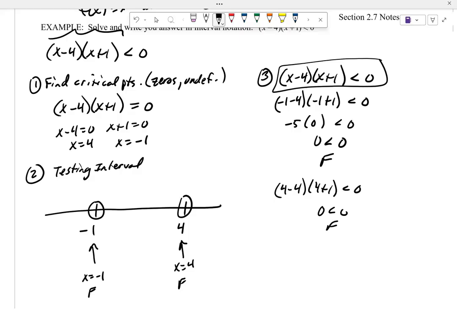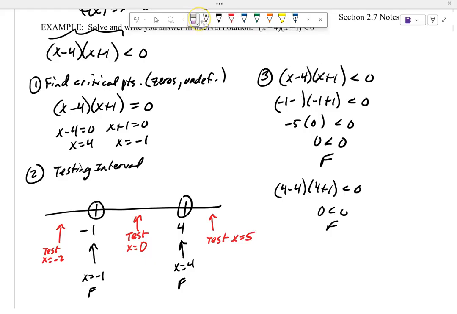Don't include 4 either. Okay, now that I've determined whether I'm going to include my critical points as part of the solution, now I need to test in the intervals. So I'm going to test something to the left of -1, like let's just go to the next one to the left, like -2. Then I'm going to test something between them. What's between -1 and 4? Like 0 would be a good one, right? And then I'm going to test one to the right of 4, like maybe 5. Okay, and we're going to test them one by one.